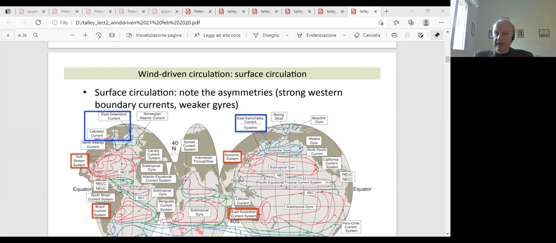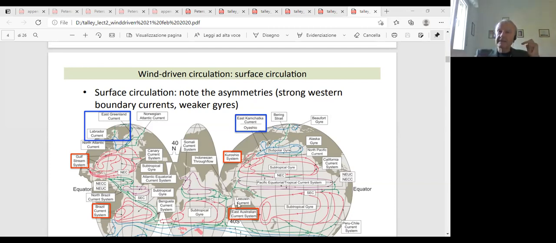Western coasts of the ocean are characterized by a stronger poleward flow with respect to the equatorial flow at the eastern part of the ocean. And the same thing, if you look at the Southern Ocean, you can see the same thing, except that it looks like a mirror image of what is happening in the northern ocean. So that's what the general surface circulation of the world ocean looks like.